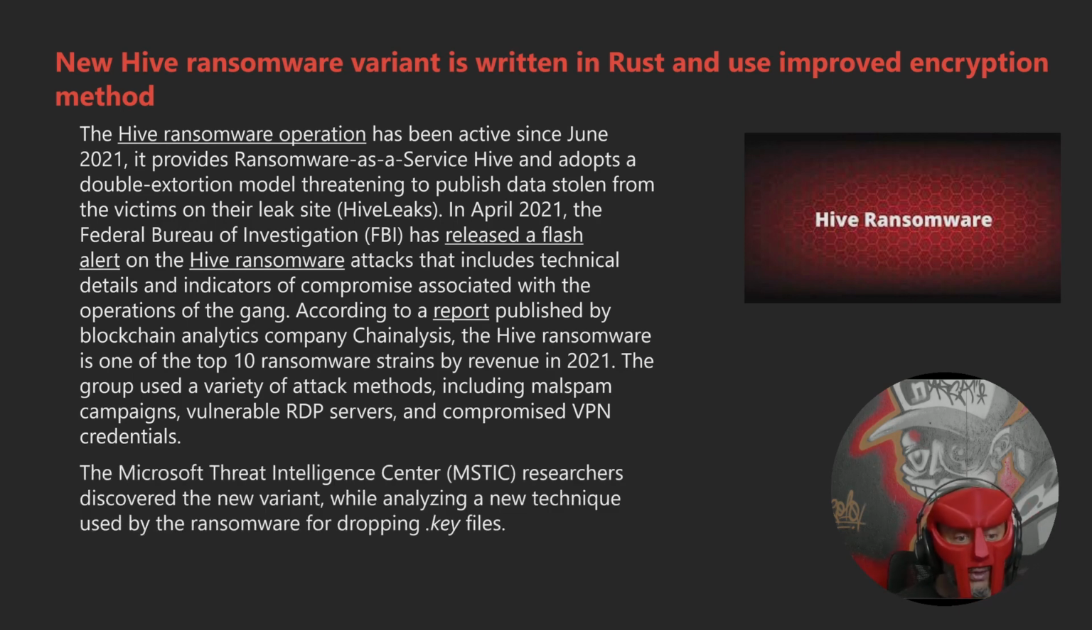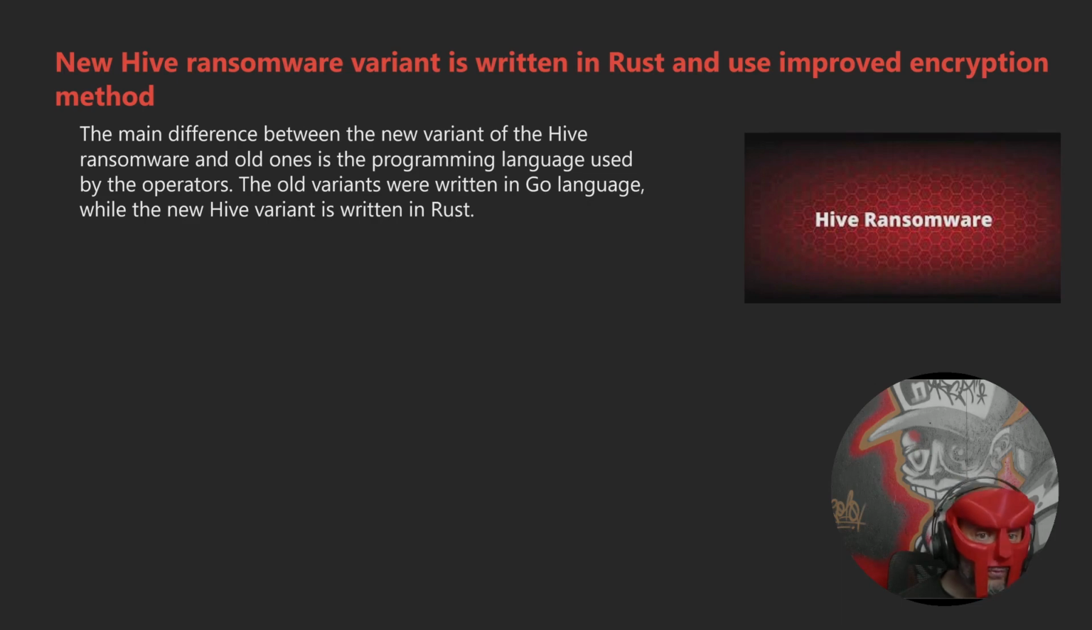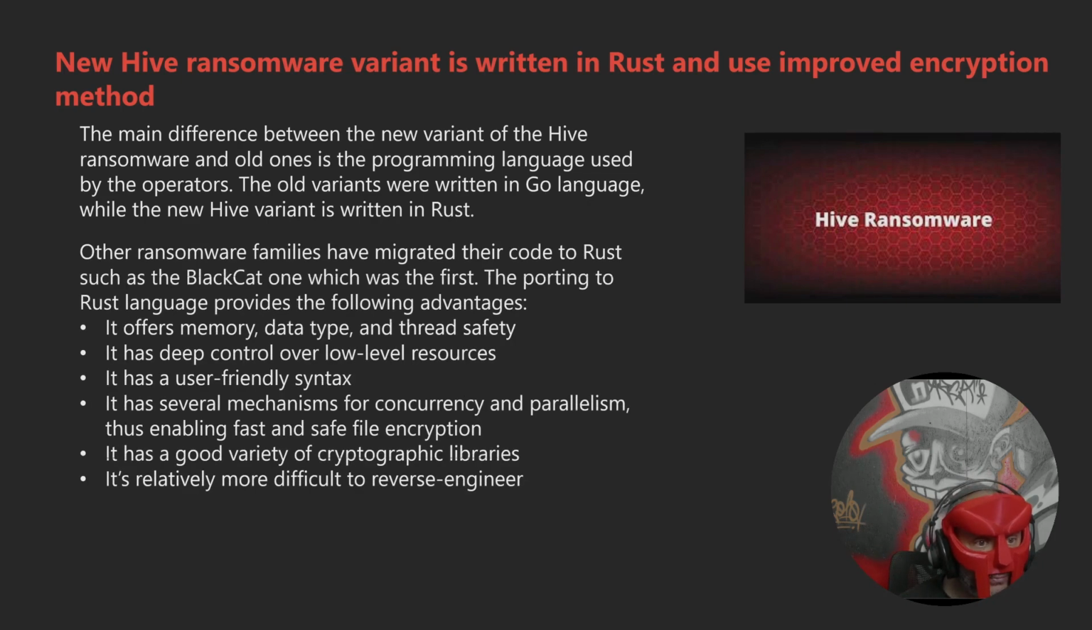The Microsoft Threat Intelligence Center researchers discovered the new variant while analyzing a new technique used by ransomware for dropping .key files. The main difference between the new variant of the Hive ransomware and old ones is the programming language used by the operators. The old variants were written in Go, while the new variant is written in Rust. Other ransomware families have migrated their code to Rust, such as BlackCat, which was the first.